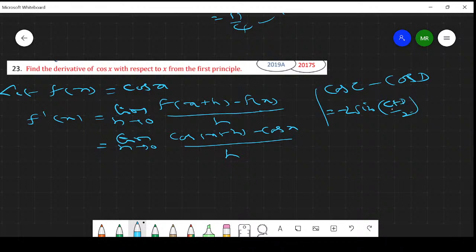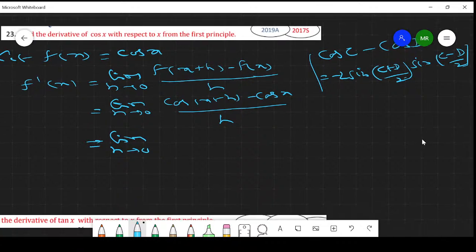cos((c+d)/2) into sin((c-d)/2). This is the formula. If you apply this, limit h tends to 0. But we know the derivative of cos x is minus sin x. We know that, ultimately we should get that. Limit h tends to 0, you apply that formula now.